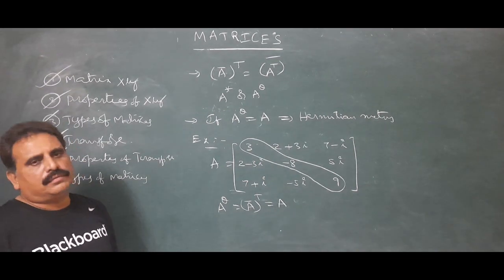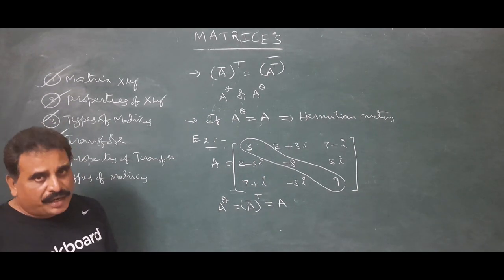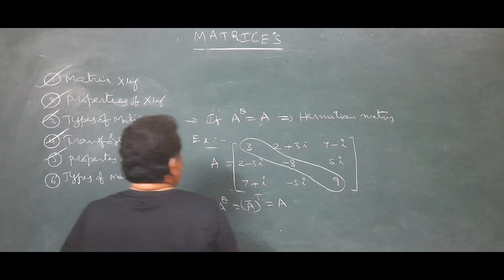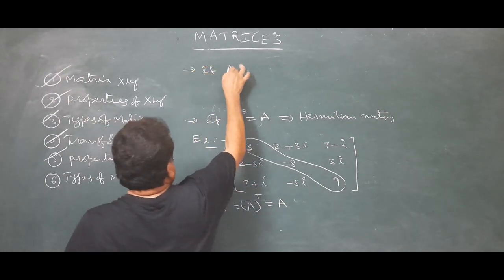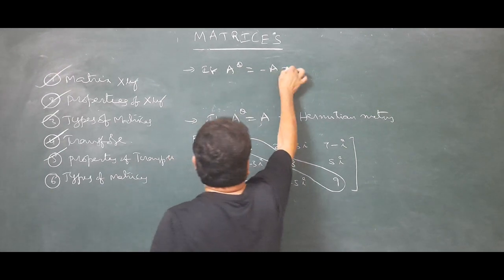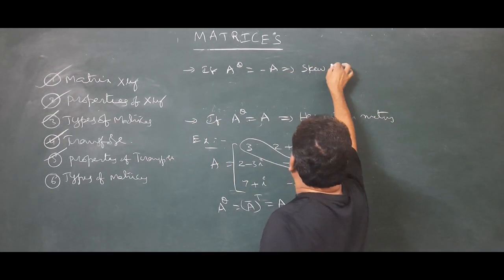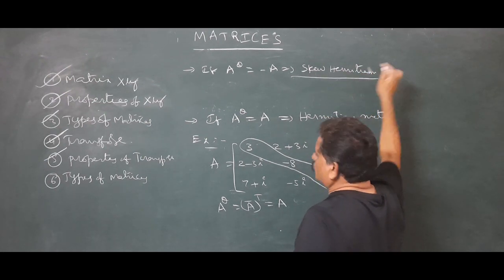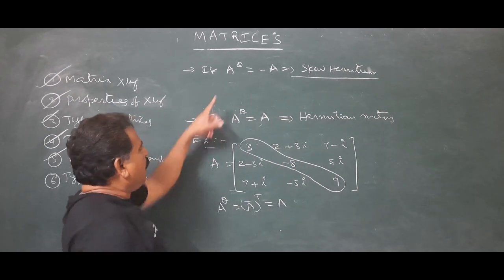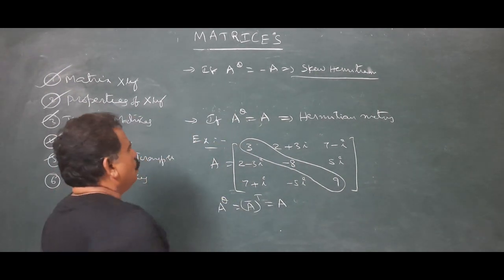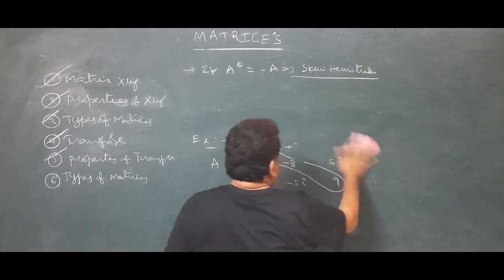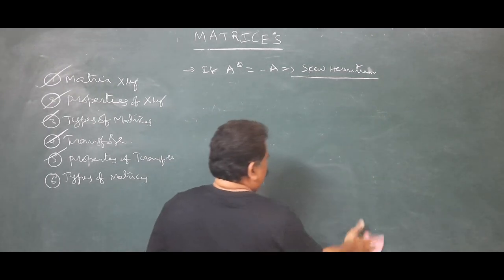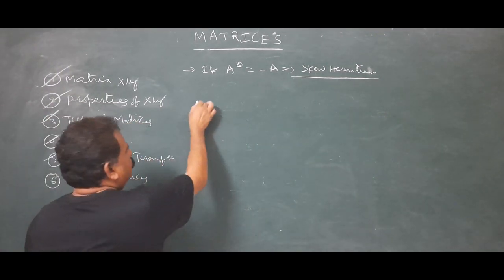Now we are going to another matrix, that is the skew Hermitian matrix. Skew Hermitian matrix is in the same way here. A theta equal to minus A. If A theta equal to minus A, then A is called a skew Hermitian matrix. Hermitian matrix, skew Hermitian. A theta, A bar transpose. We can construct a skew Hermitian matrix. Let us take one example.